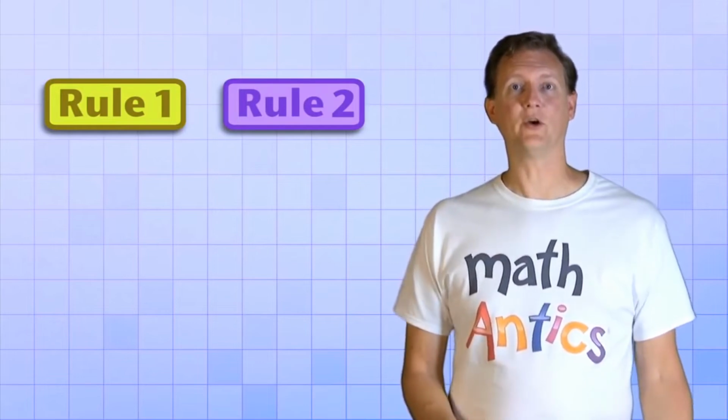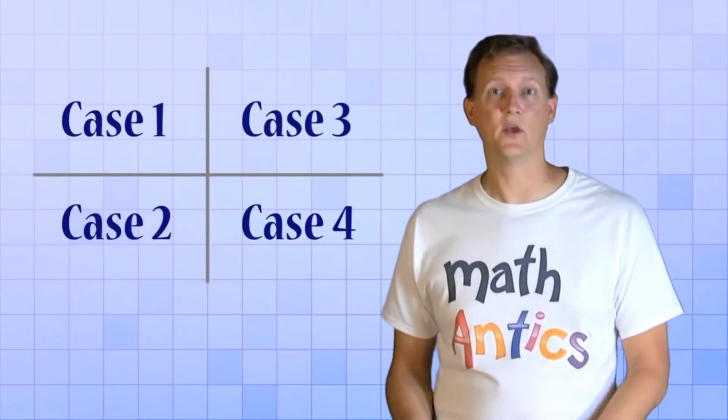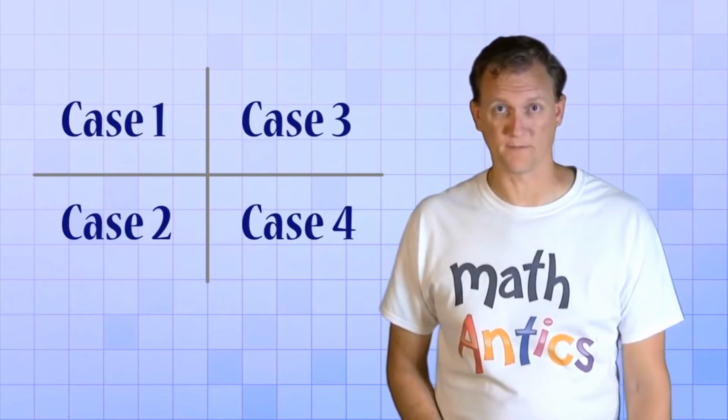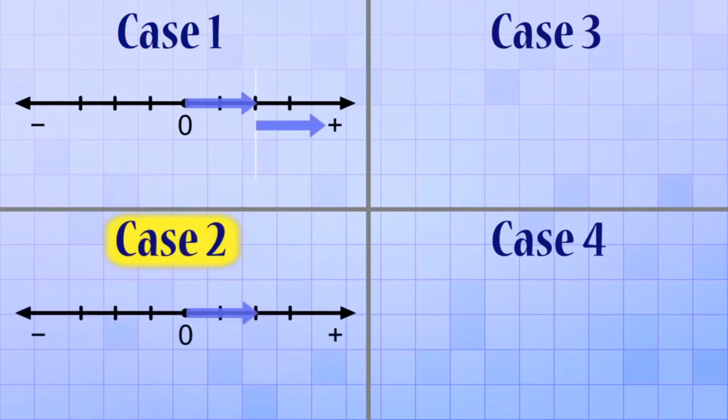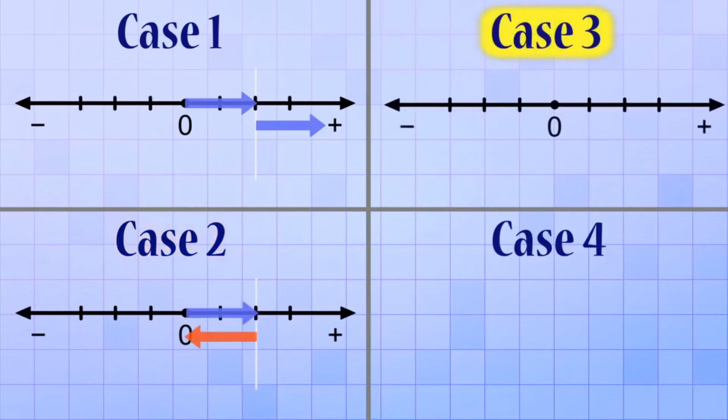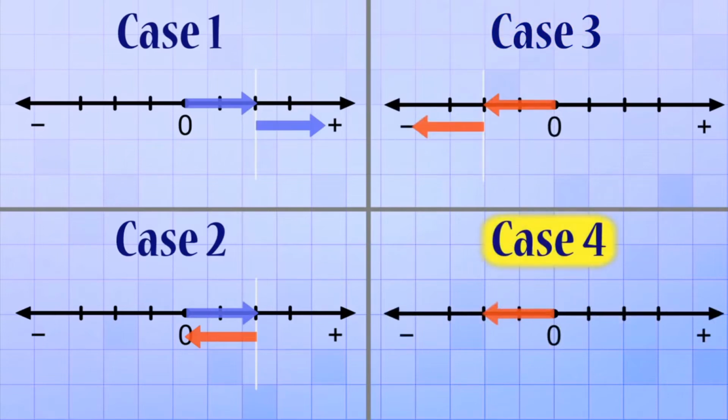All right, now that you know our two rules, I want to show you that there's really only 4 different types of problems, or 4 cases, when adding or subtracting integers. In case 1, you start with a positive number and you make it more positive. In case 2, you start with a positive number and you make it more negative. In case 3, you start with a negative number and you make it more negative. And in case 4, you start with a negative number and you make it more positive.